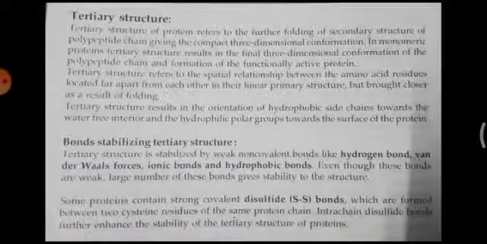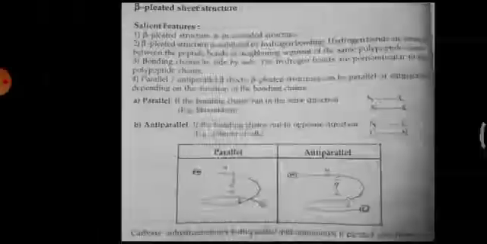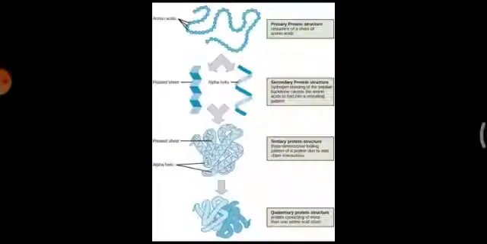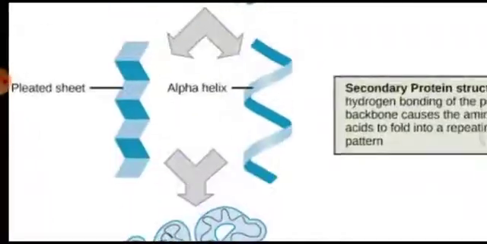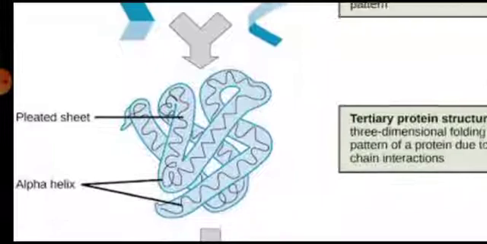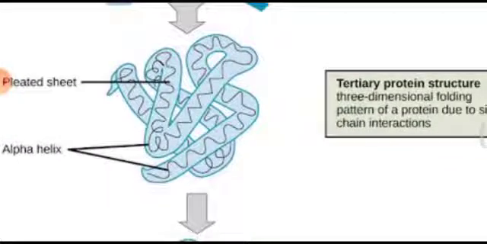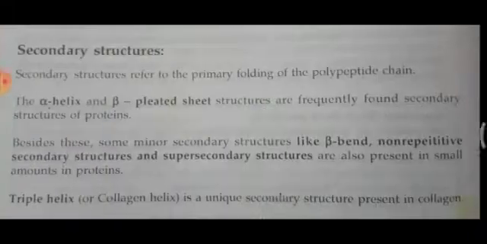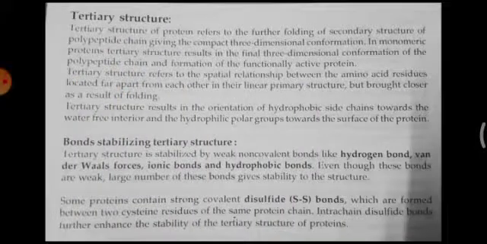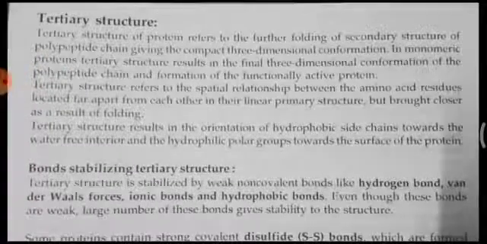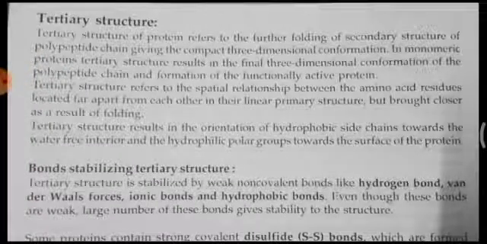Next is the tertiary structure. If you want to study the structure, let us see once again the figure of the tertiary structure. So this is the tertiary structure, which is obtained from the alpha helix and beta pleated sheets folding, bending and twisting. It will lead to tertiary structure. So tertiary structure of protein refers to the further folding of secondary structure. Further folding of secondary structure means what? What are the secondary structures? Alpha helix and beta pleated sheets. So they will undergo further folding.